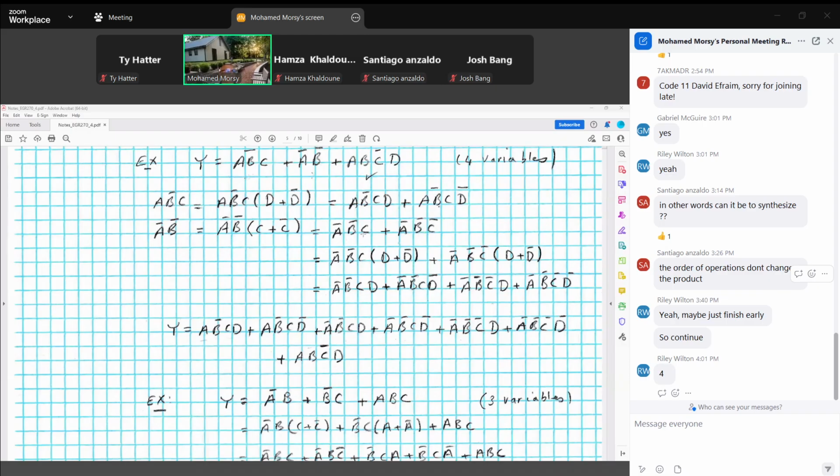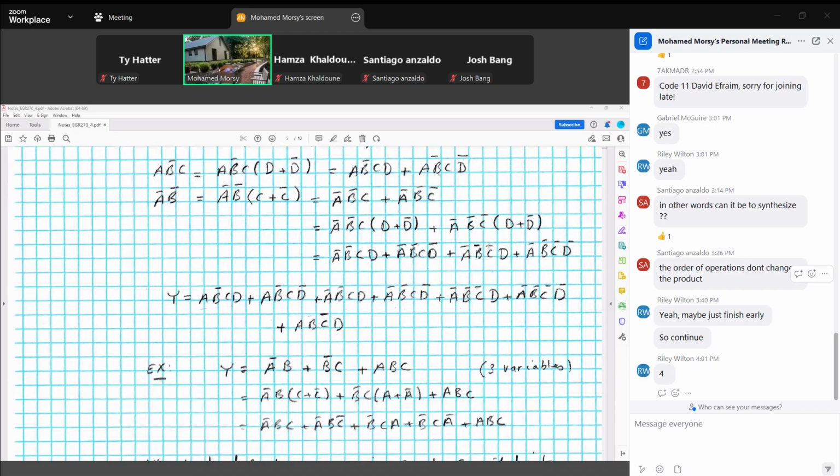So A inverted, B inverted C multiplied by D plus D inverted, plus A inverted, B inverted C multiplied by D plus D inverted. And multiply again. Go inside. So A inverted, B inverted C D plus A inverted, B inverted C D inverted. And the same thing here. So now you see we converted A inverted, B inverted as two variables into four variables. So we converted to standard form.